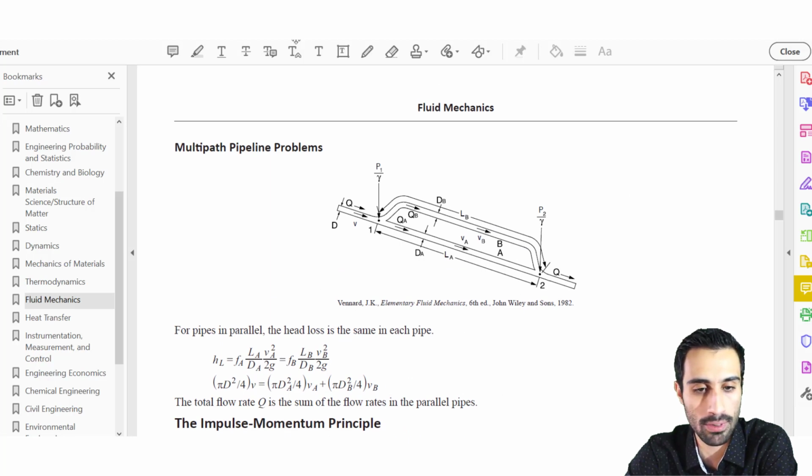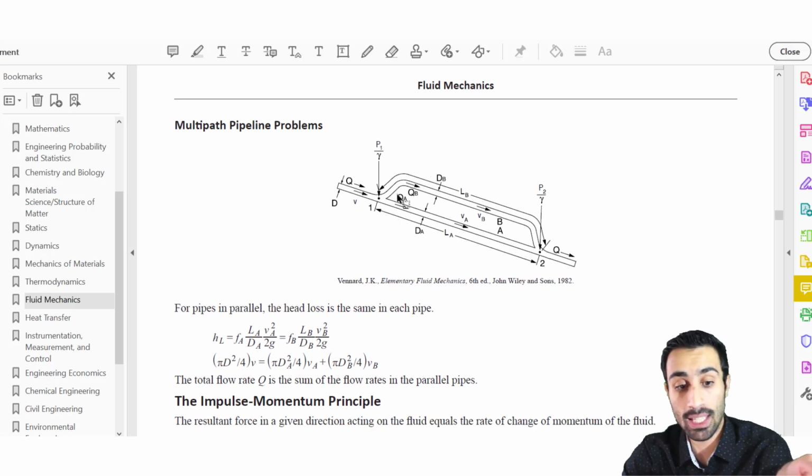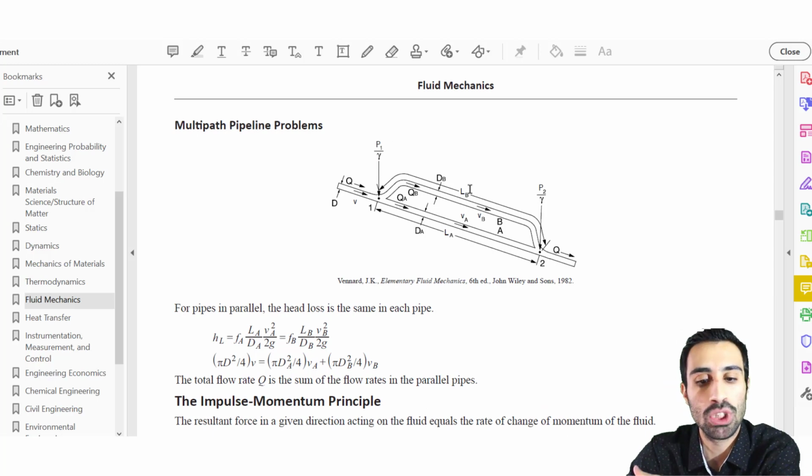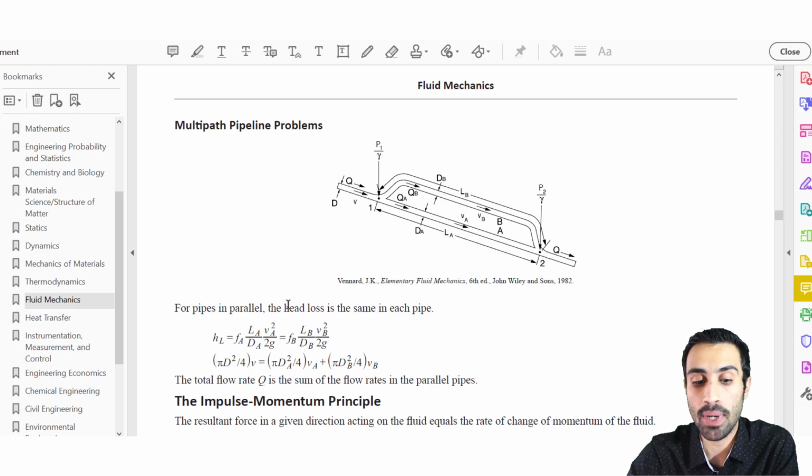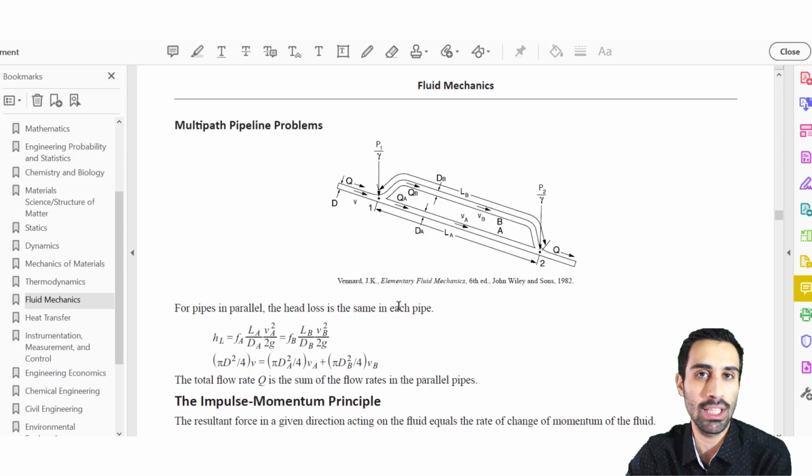But we have what we have here, right? This is actually multi-path pipeline problems for parallel configuration, where you have a pipe on top. In this case, this one's going to be pipeline B. Pipe B is going to be parallel to pipe A. So it's a parallel setup. And what's special about this, it says in pipes in parallel, the head loss is the same in each pipe. So you just have to always know that the head loss will always be the same in each pipe. The head loss in pipe A is the same as the head loss in pipe B. That is something we always have to know for parallel pipes.